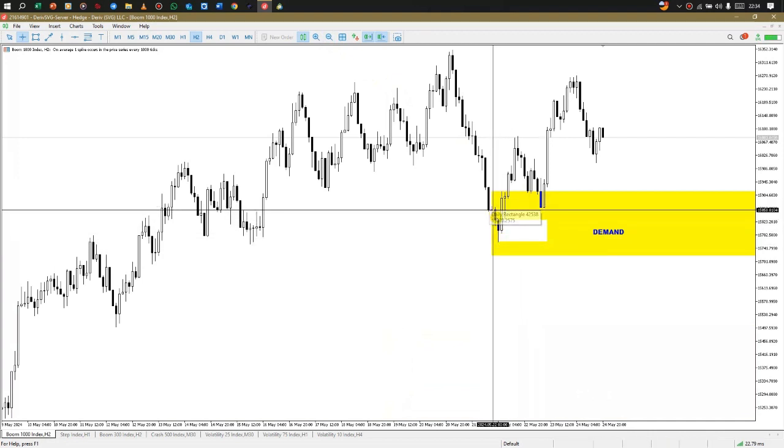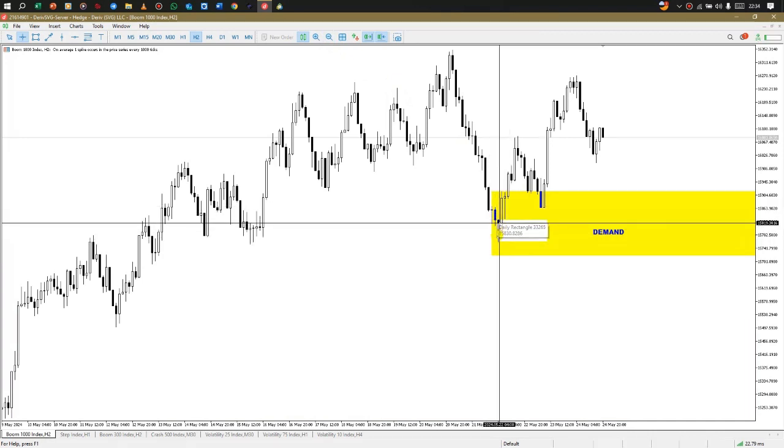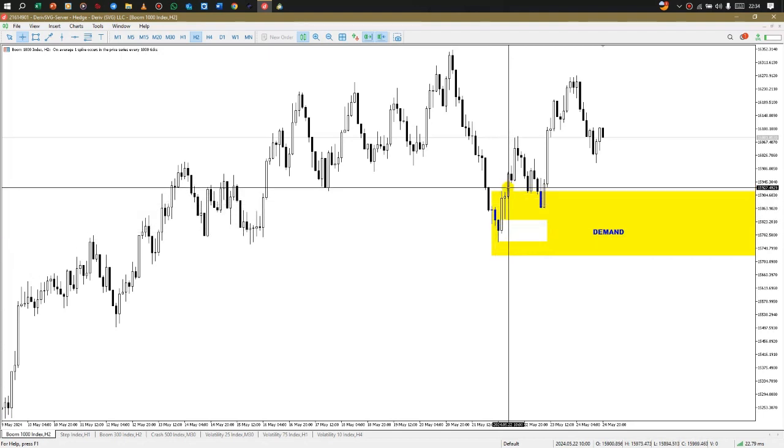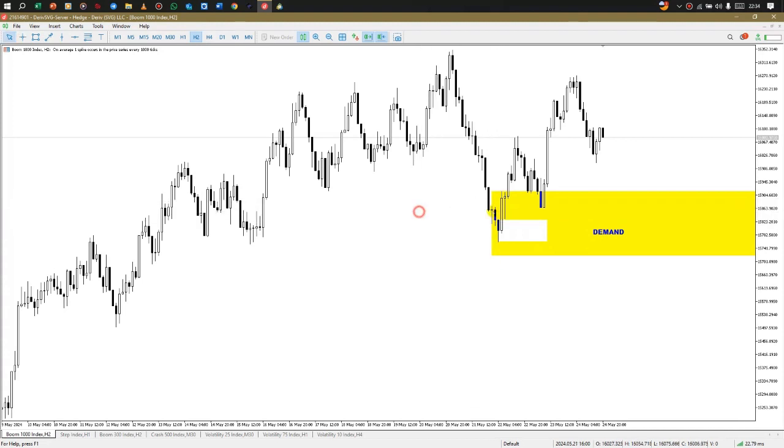So I did find this drop-based rally demand zone here. As you can see, there's a significant bullish imbalance here. So this is my demand zone within our daily demand zone. So that's my demand zone on Boom 1000 index. As you can see, it's a low risk zone, and you can see the reward is very great. Then we have a very beautiful significant bullish move here.